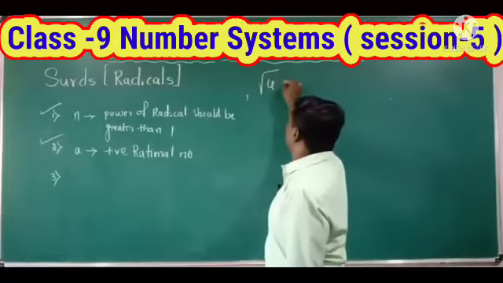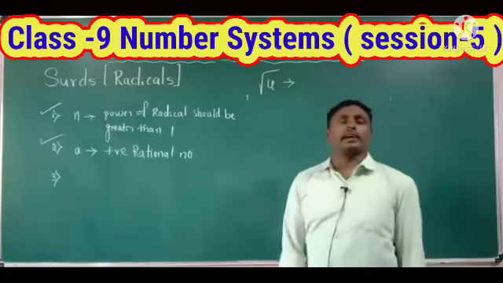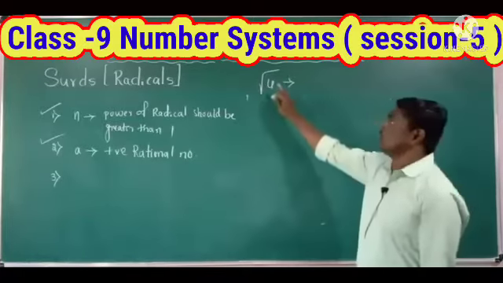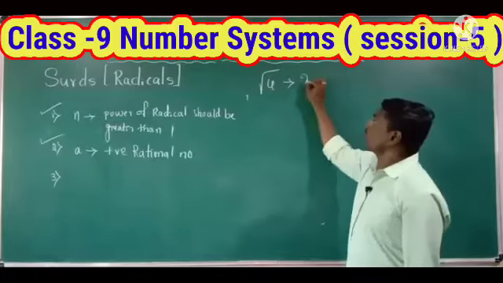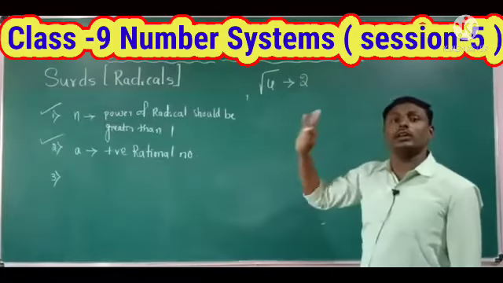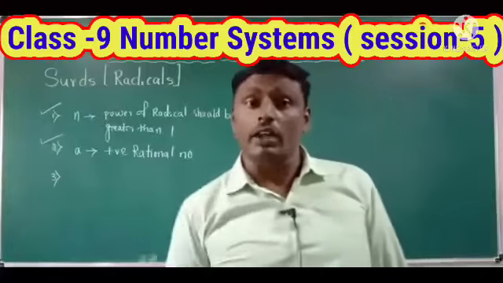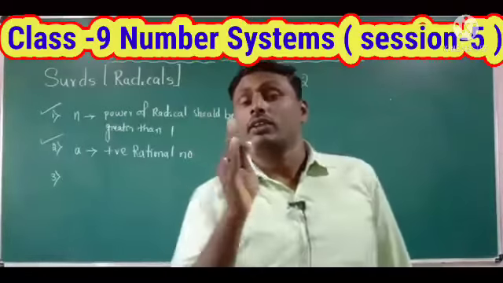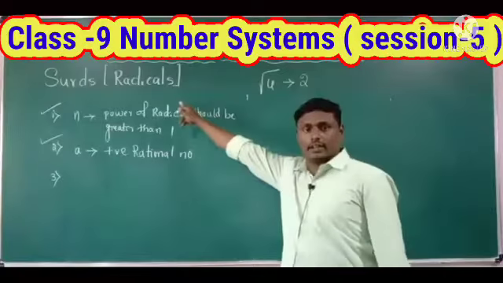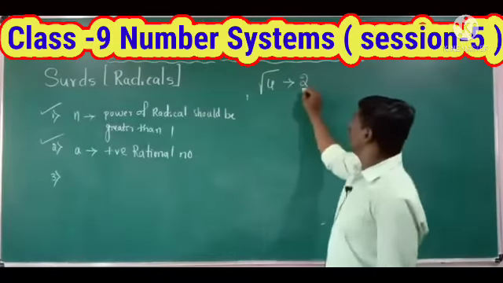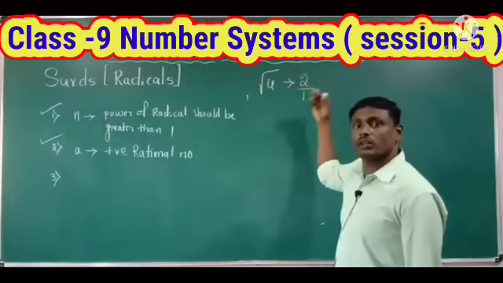Root 4, is it considered a radical? No. Root 4, what is the value of root 4? 2. 2 is not an irrational number. Once we get an irrational number, only then is it a radical. So 2 is a rational number. Why? Because the denominator of 2 is always 1.